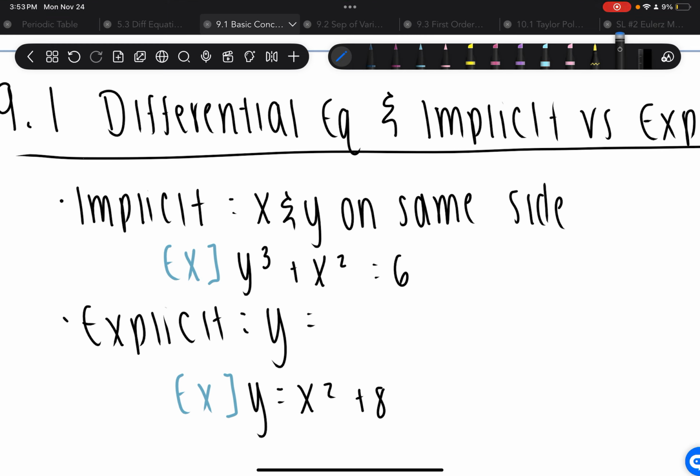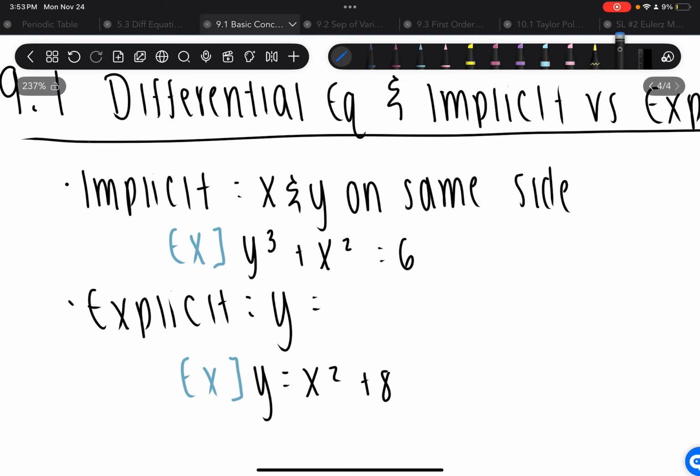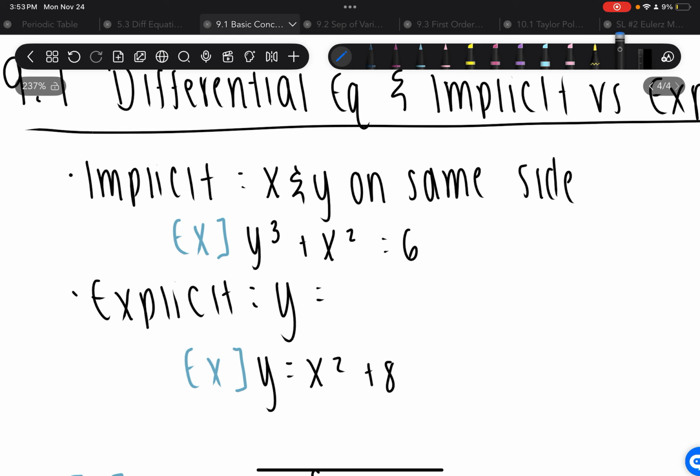An implicit solution is an equation where x and y are on the same side of the equation. So for example, y cubed plus x squared equals 6. That would be an implicit solution since y and x are on the same side. Whereas an explicit solution is the equation that we have all seen and know. It's just y equals something. So for example, y equals x squared plus 8. x and y are not on the same side of the equation sign. They are on opposite sides, and it's just y equals something.